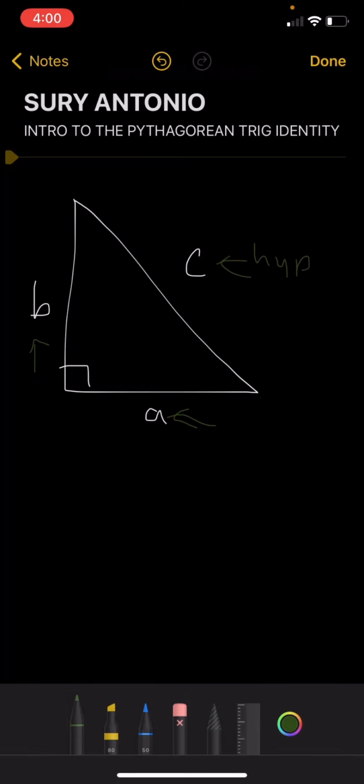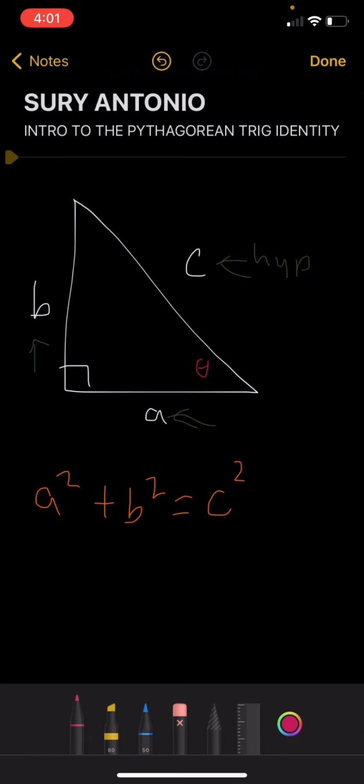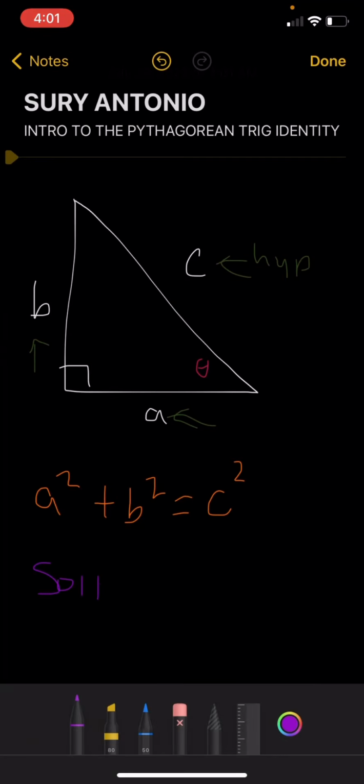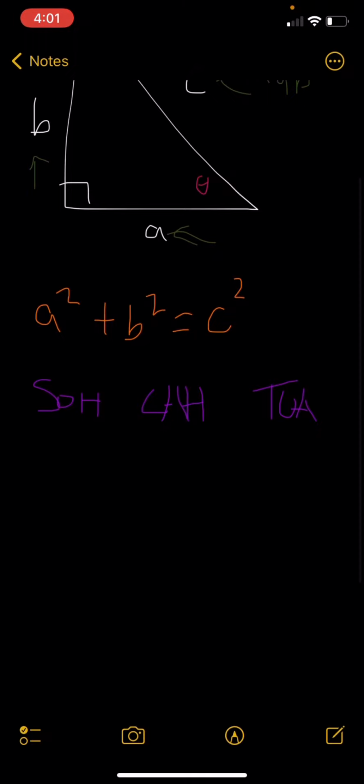So when it comes to triangles, we should be familiar with the Pythagorean theorem, which is a squared plus b squared equals c squared. And I'm going to very quickly put a theta here so we are able to identify what we know as SOHCAHTOA. So I'm going to just scroll it down, and you may be wondering, what is the tie between SOHCAHTOA and the Pythagorean theorem? What does that have to do with anything?